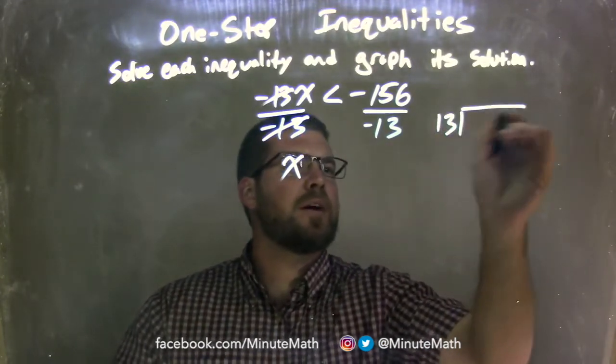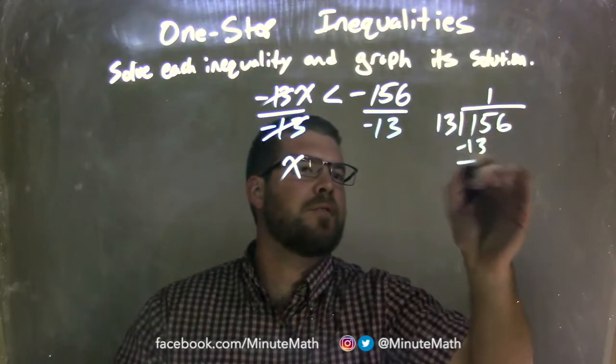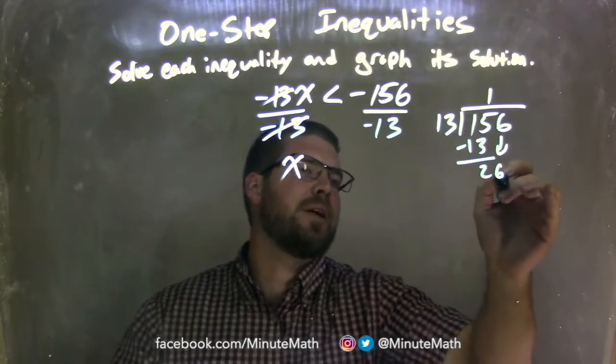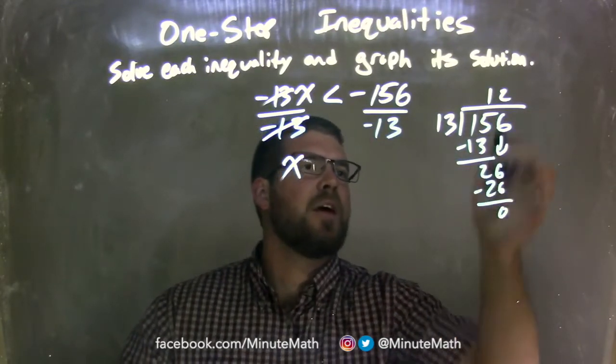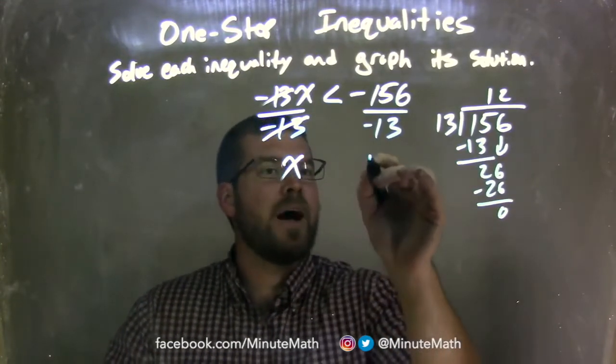So I have 13 going into 156 here. 13 goes into 15 one time. 1 times 13 is 13. Subtract them. 15 minus 13 is 2. Bring down the 6 here. 13 goes into 26 2 times evenly. 2 times 13 is 26. And great, we're good. So we got 12. So 156 divided by 13 is 12, and it's a positive 12.